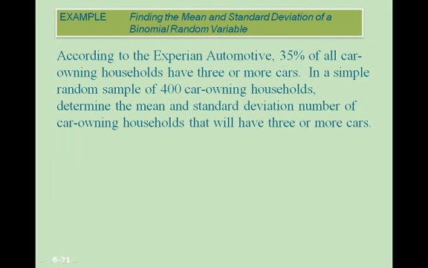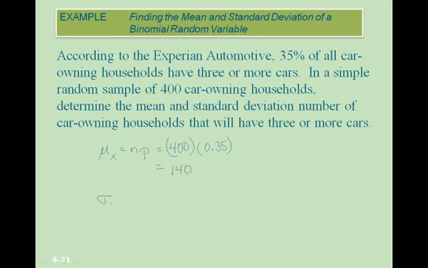So let's look at an example. According to the Experian Automotive, 35% of all car-owning households have 3 or more cars. In a simple random sample of 400 car-owning households, we want to determine the mean and standard deviation number of car-owning households that will have 3 or more cars. So the mean is equal to n times p. N is our sample size, which was 400, and p is the probability, or 35%, so we write that as 0.35. And when we multiply that together, we get a value of 140.